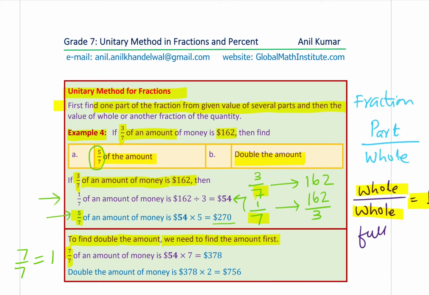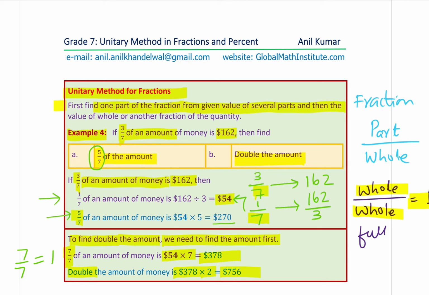So we know the unit rate, which in this case is 54. So 7 over 7 of the amount will be 54 times 7, which we get as 372. You can multiply, get the result. And now we'll see what is the double of this amount. Just multiply 378 by 2 to get your answer, which is 756. Is that clear to you?